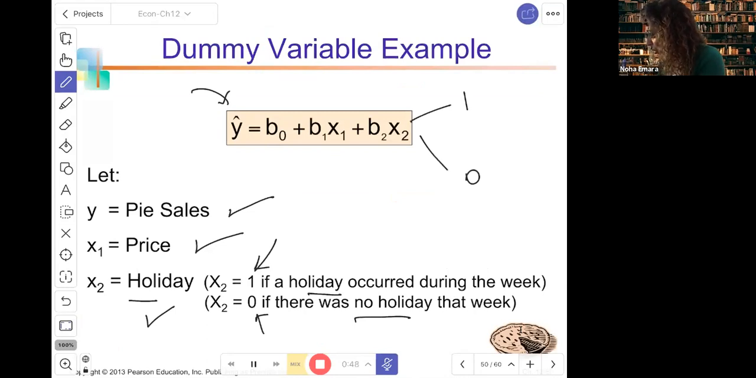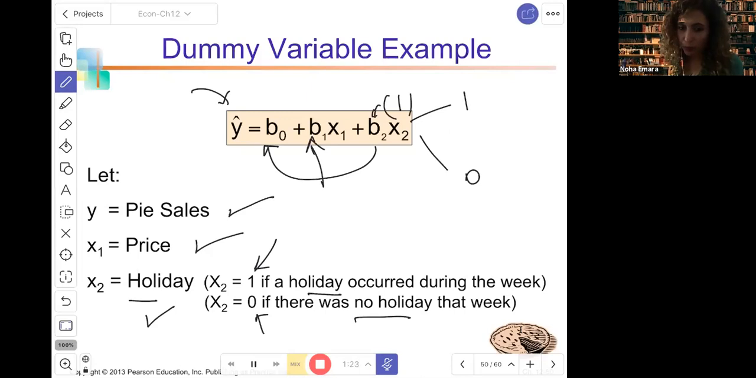So if I'm asking you, okay, what about the estimation of sales during the holiday? You would plug one here. So one would be multiplied times the beta 2, and the beta 2 is the addition to the original intercept. I want you to notice that nothing happened for beta 1. So the impact of price on sales is the same whether there is a holiday or no holiday. And it might not be realistic, right? We would expect that the slope would change. But based on what you see in this model, the functional form of this model does not allow us to make the slope change whether there is a holiday or not, but we can make it change, right?